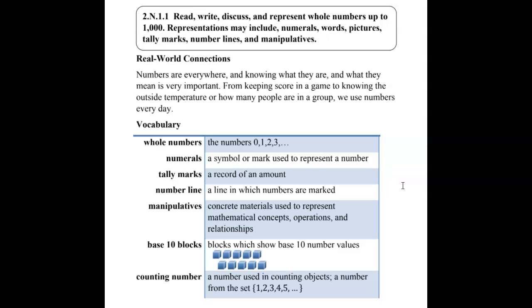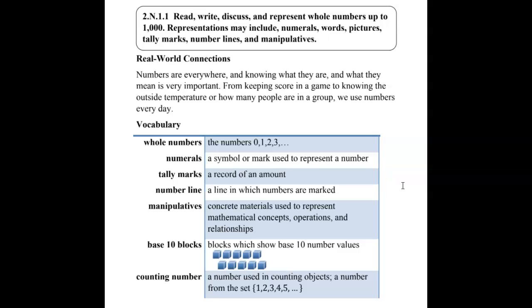So, here's some vocabulary that you're going to need to memorize so that when it comes up and we talk about it, you know what I mean. Whole numbers. Those are just your numbers, 1, 2, 3, 4, 5, the numbers that you count with, not like a half. A half is not a whole number. Numerals. That's what you see when you write out the numbers. That's a numeral. Tally marks. We'll look at tally marks in a little bit. A number line, if you don't know what that is, we'll look at that in a little bit too.